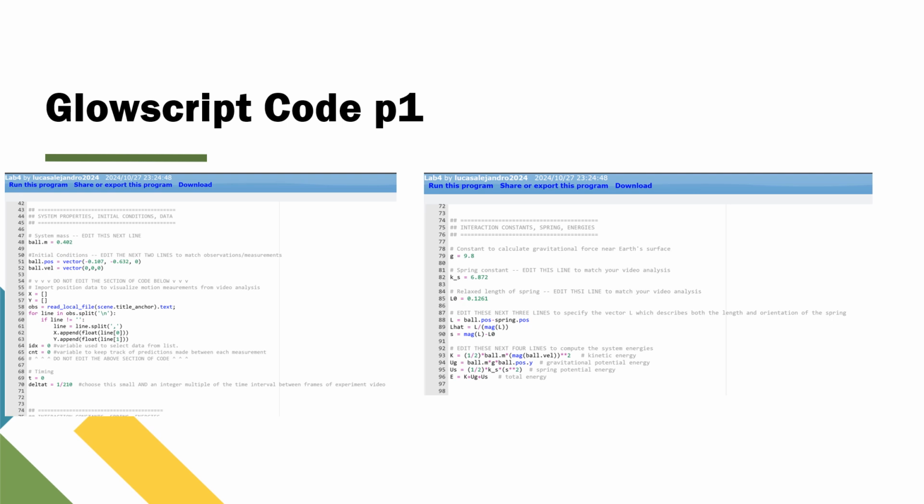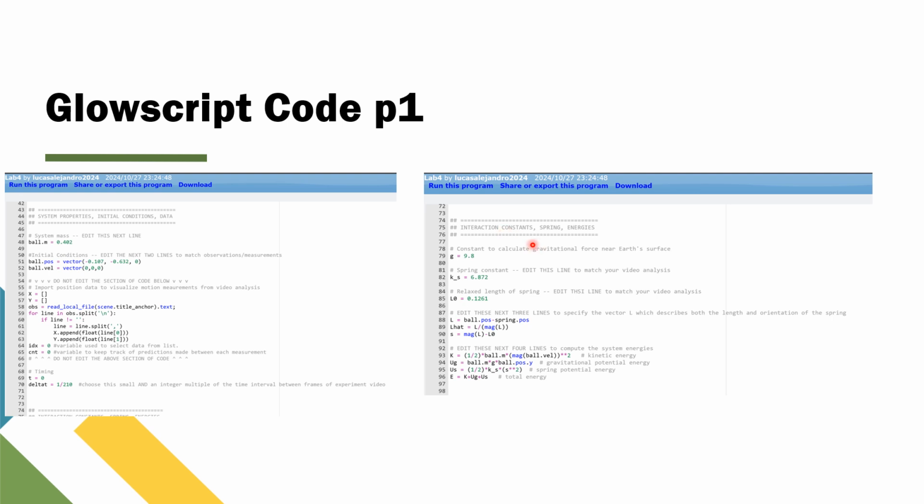And so, like I said, using that data, we put it in GlowScript. First in GlowScript, we changed the mass of the system and then the position and velocity. And then down here, we changed the delta t. This is just to slow it down and make it a little bit more accurate.